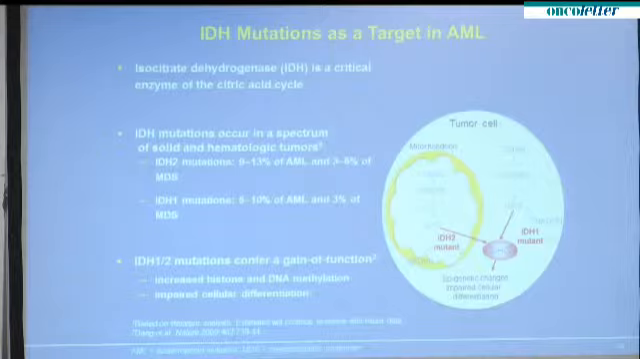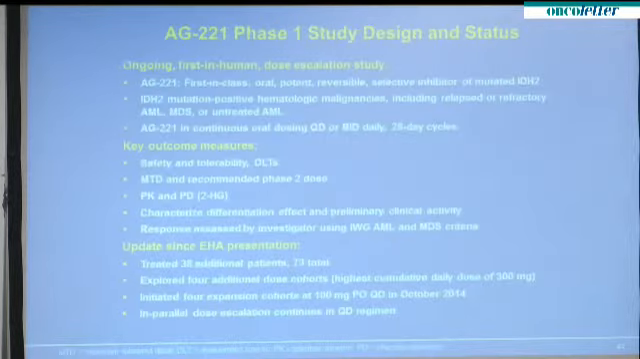These mutations come in two flavors, IDH1 and IDH2, depending on where in the cell these enzymes are located. IDH2 mutations occur in 9% to 13% of patients with AML, and 3 to 6% of patients with myelodysplastic syndromes. And IDH1 mutations occur in 6 to 10% of patients with AML, and 3% of patients with MDS. Since this is a new area, these numbers are constantly being updated.